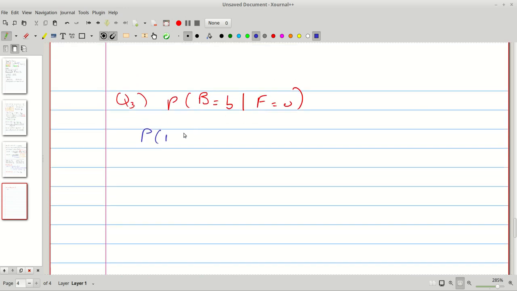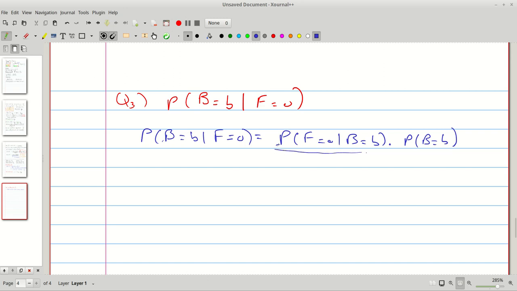So what do we do here? Well, that should be simple. We know the probability that the box is B given F is equal to O. This should be equal to the probability that the fruit is equal to orange given that the box is B, times the probability that the box is B, divided by the probability that the fruit is an orange. That's essentially what we're computing here. So if you remember, this is Bayes' theorem, right?